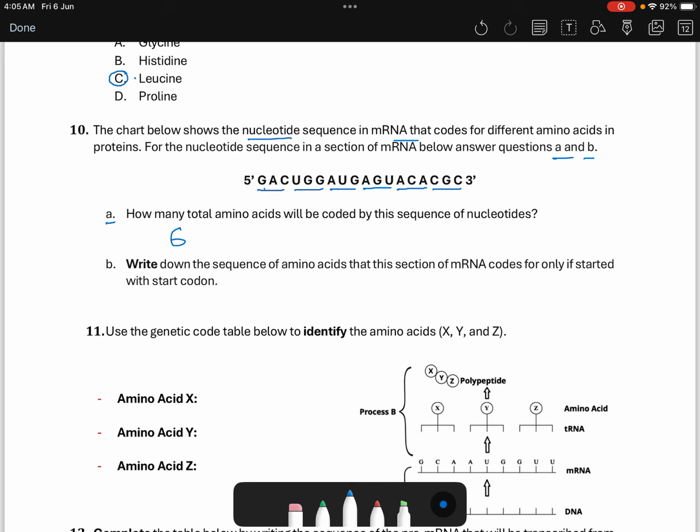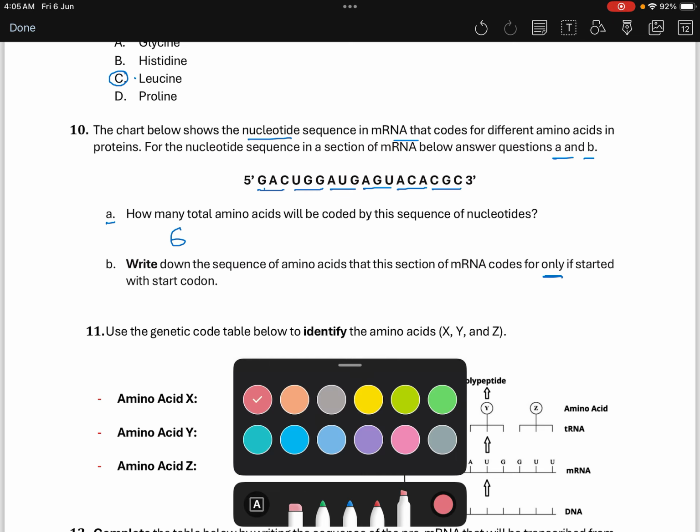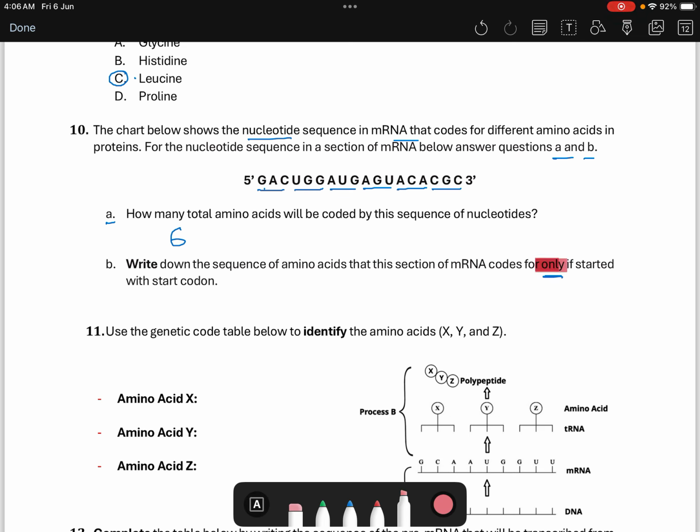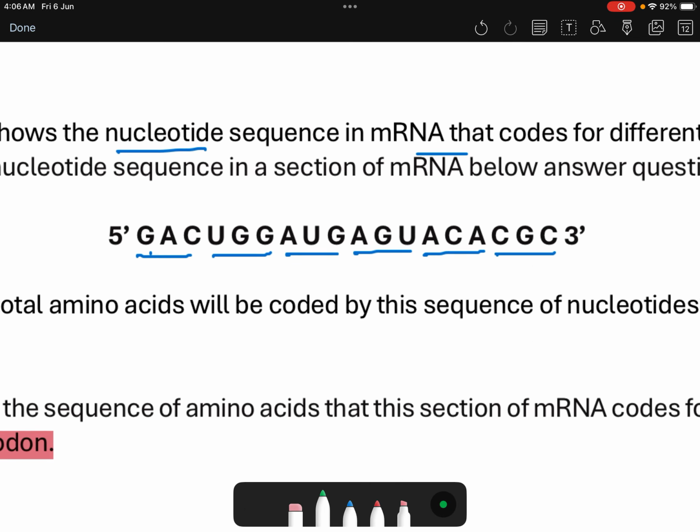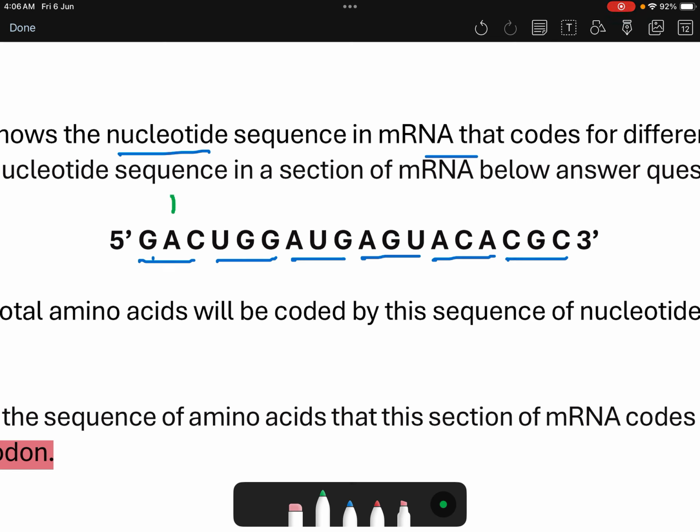Write down the sequence of amino acids. So you need to look for the sequence that this section of mRNA codes for only. Okay, here is something very important: only when it starts with a start codon. You know that the start codon is AUG. So we will look into the segment for AUG. All the A's you need to check. This is A, but this is not AUG, so cancel it. Go further. This is A and this is AUG.